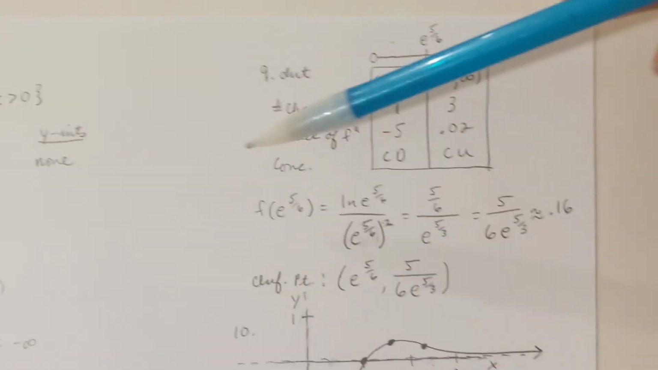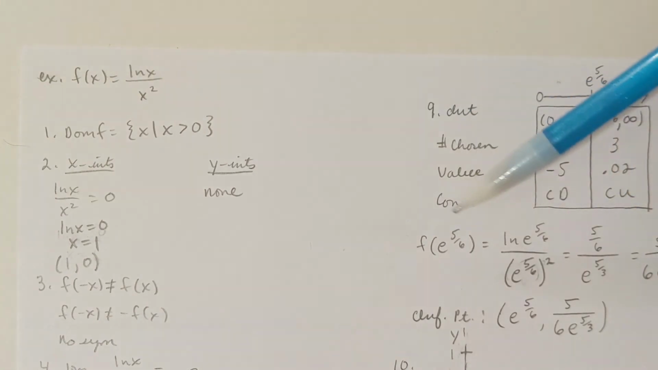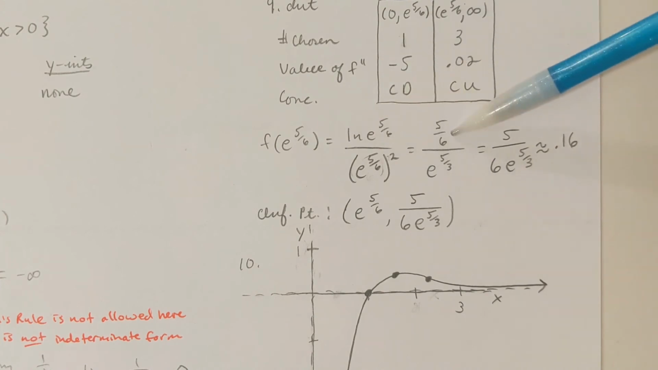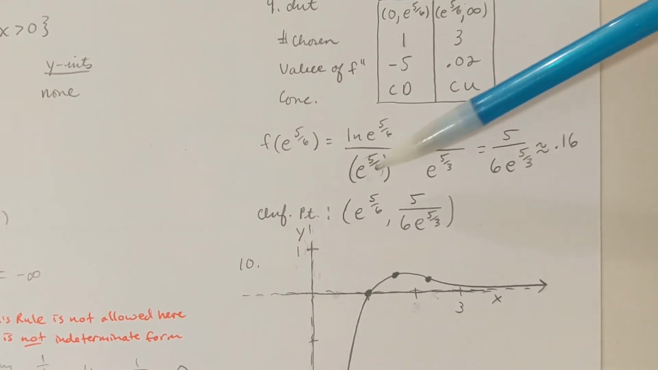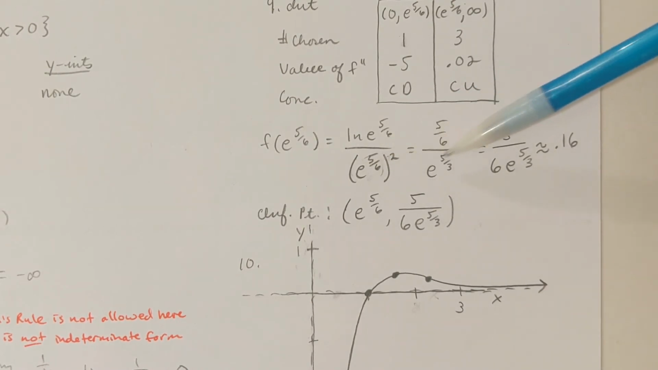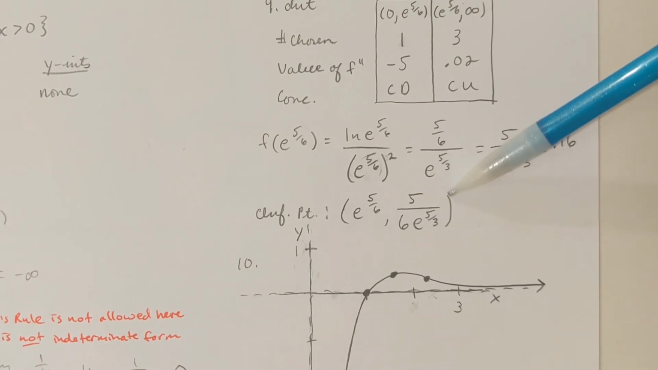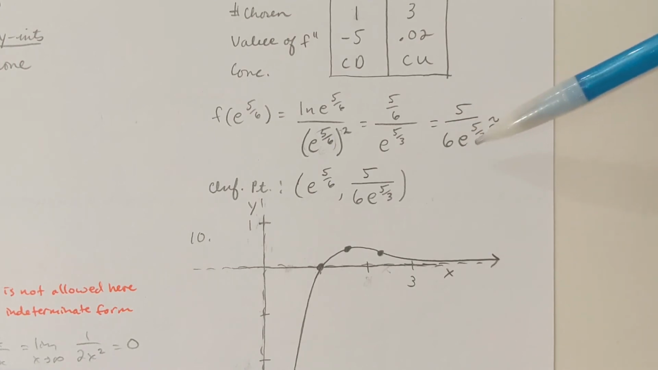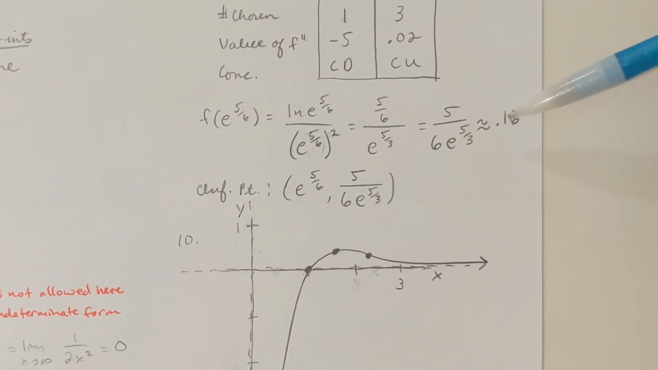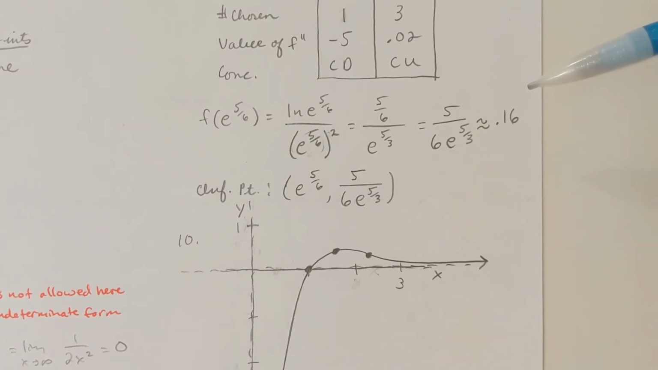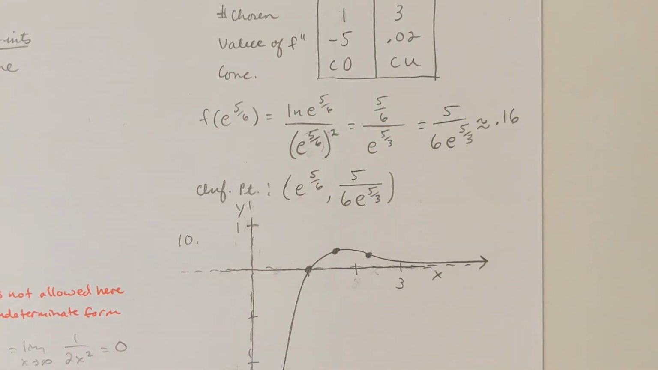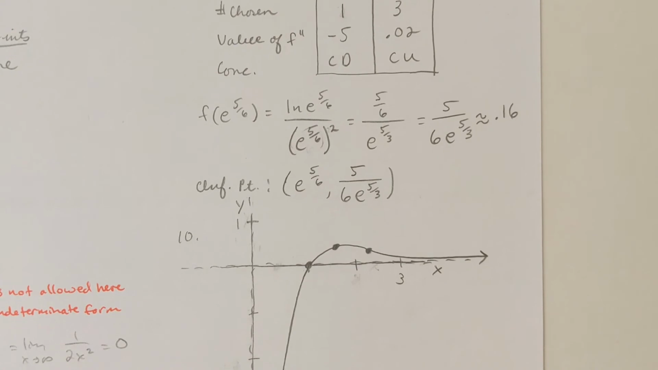And to get the y coordinate, I'm going to plug e to the 5/6 into the function. That's what I'm doing here. Okay, ln of e to the 5/6, the power can come out. ln of e is 1, right? So that'll leave you with 5/6 there in the numerator. e to the 5/6 squared is e to the 5/3, and you can think of that as division by 1. So then when you flip the denominator, 5 divided by 6 times e to the 5/3 is what we get in the exact form. That's roughly 0.16 if you were to check that in decimal form. Okay, so here'd be the exact coordinates of the inflection point.